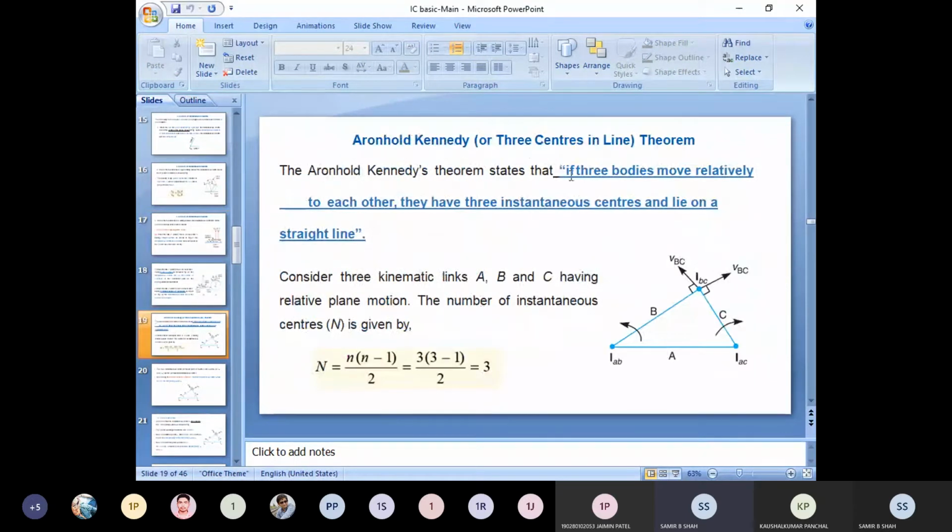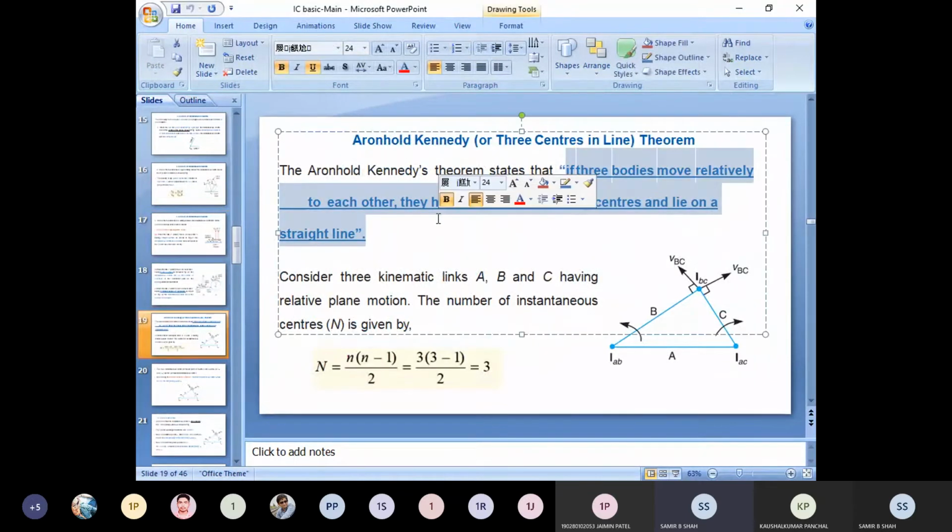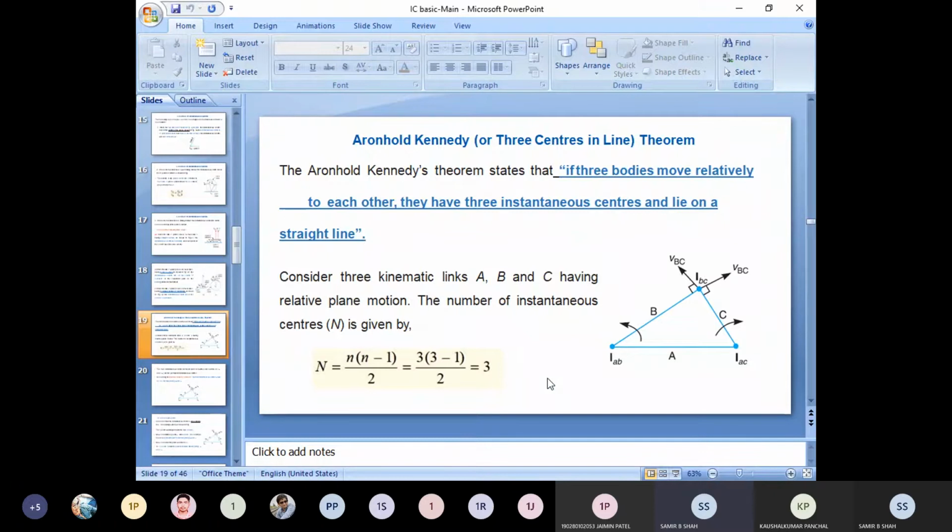After that, we have one basic rule to find the I center: if 3 bodies move relative to each other, then they have 3 I centers and lie on a straight line. I center means instantaneous center. The IC method is also what we sometimes consider, so these are synonym names for this method. If we have 3 links, then definitely as per Kennedy theorem, we get 3 I centers, and all lie on a straight line, which we already derived in the previous lecture.